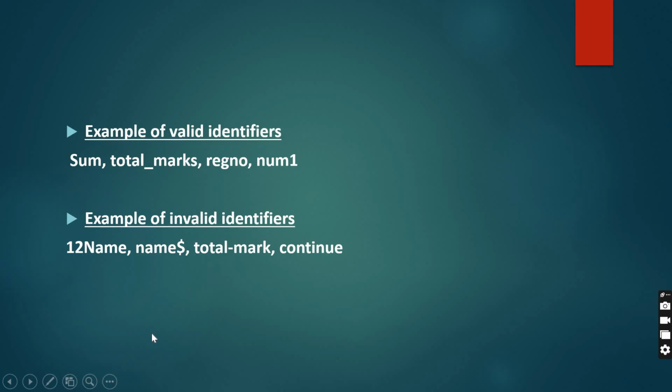So what are the examples of valid identifiers? Sum, total, marks. There is an underscore here, so it's valid. There's a digit at the end, so it is valid. It cannot start with a digit, so this is invalid. This one has a punctuation character, and punctuation characters are not allowed. And again the same thing, this is not allowed, and continue is a keyword, so this is also not allowed.